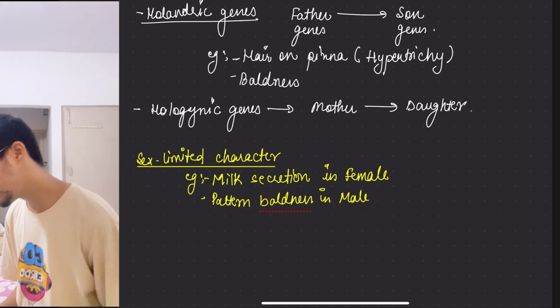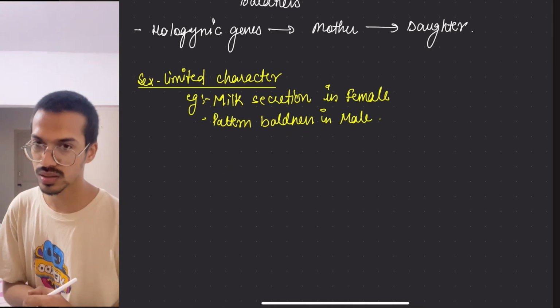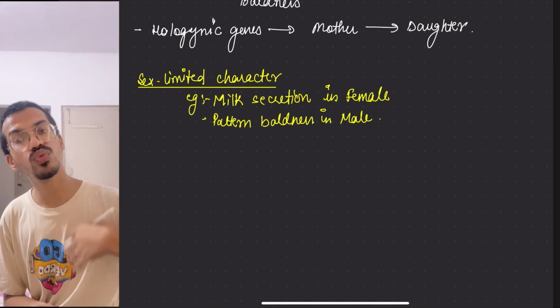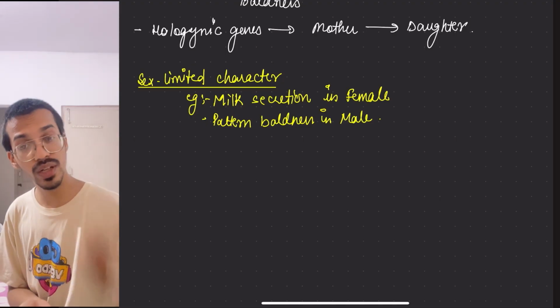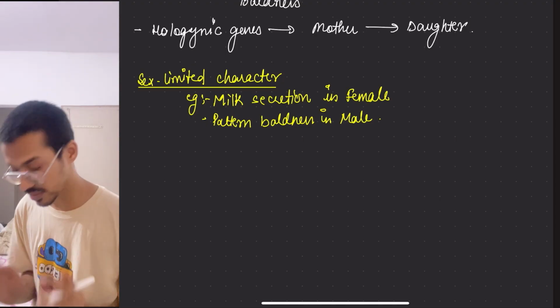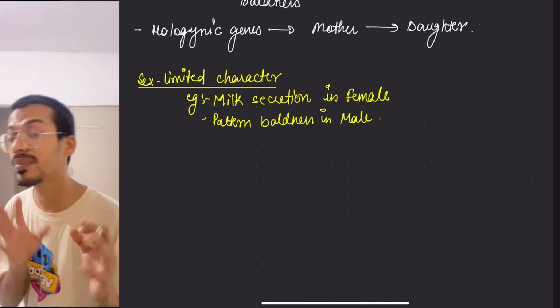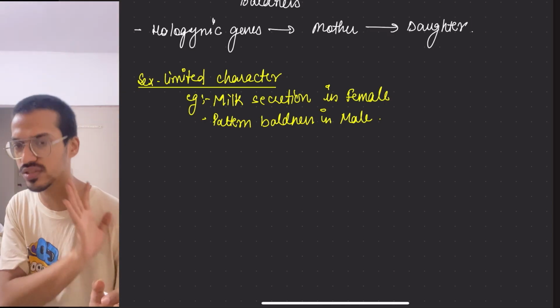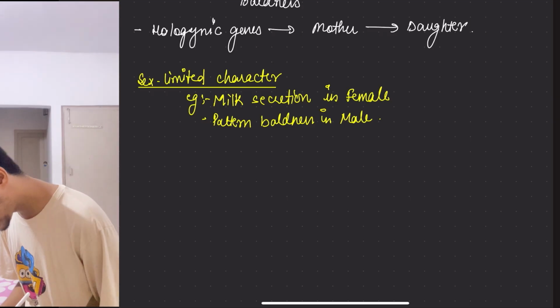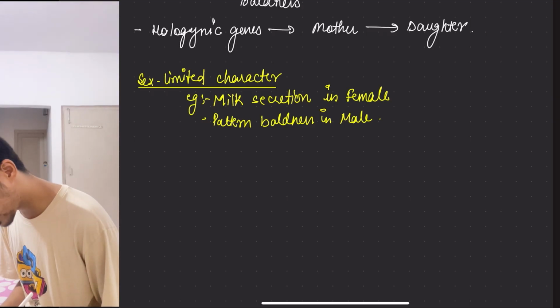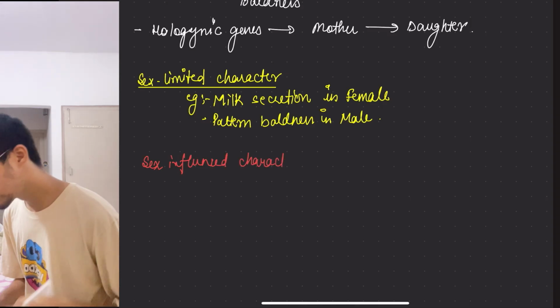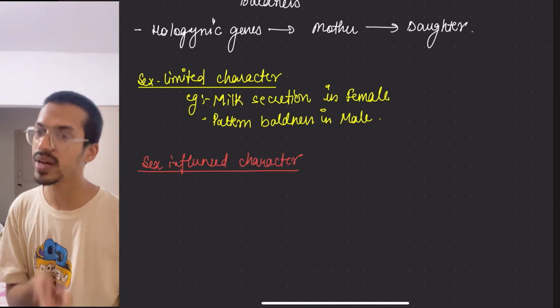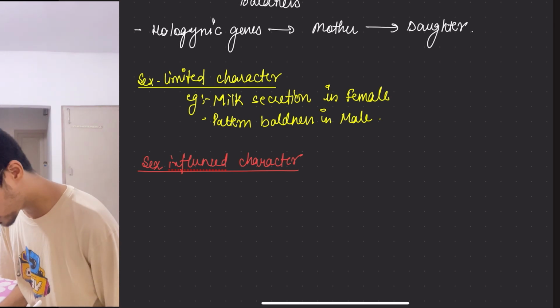Next thing that we will do is sex influenced characters. It means certain characters which are more pronounced or more influenced in a particular sex, gender. They are controlled by the sex hormones. Sex limited characters are not the same as sex influenced characters, which are genetic characters. So sex influenced characters are certain characters which are controlled by sex hormones.